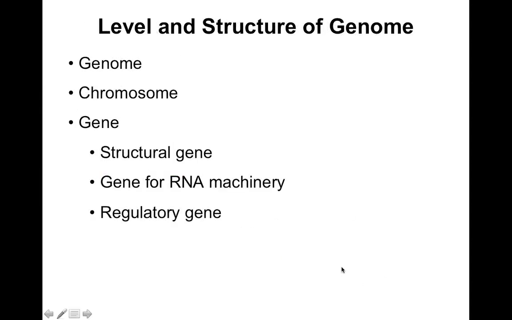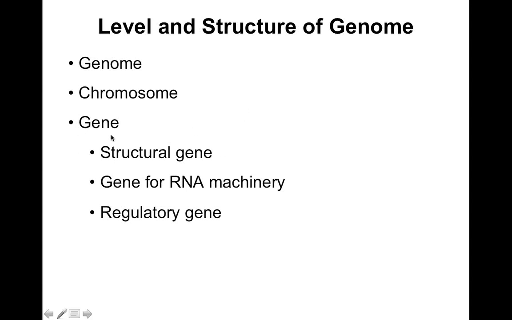So, the level and structure of the genome. The genome is basically all the genetic material within a cell. Then you have bits and pieces of that genome broken down into segments, and those are called chromosomes. These are composed of anywhere from thousands to hundreds of thousands of genes on each chromosome. And to break it down a little further, you have genes, and genes usually code for either one or a handful of different proteins and enzymes.